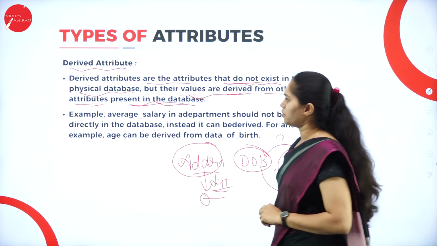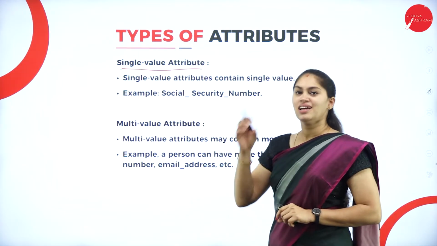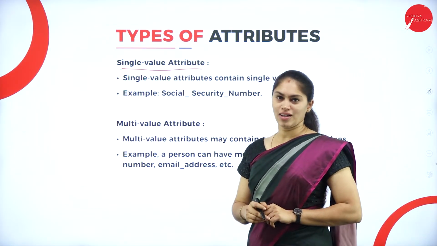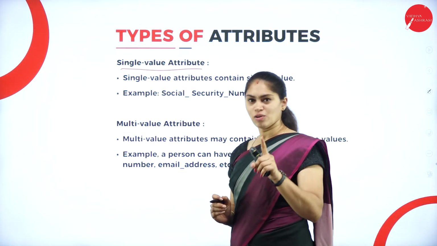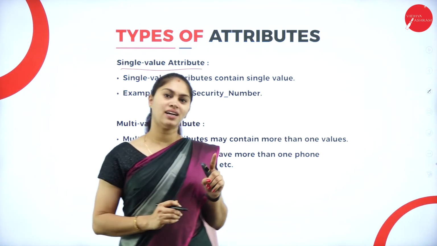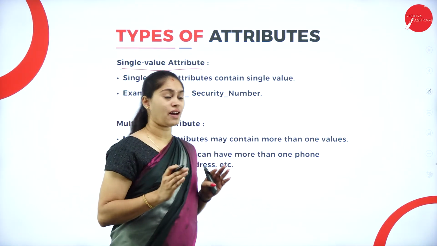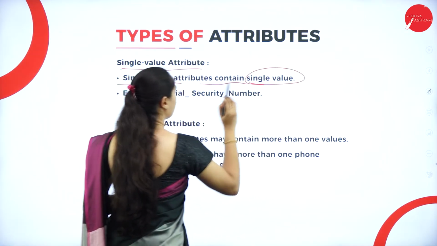We'll see the next type of attribute, that is the single value attribute. As the name indicates, an attribute which is going to have only one value, we are going to call that a single value attribute. At a time, a student can have only one value for age, right? And if you consider gender, at a time they can have only one value for gender. So a single value attribute contains a single value.